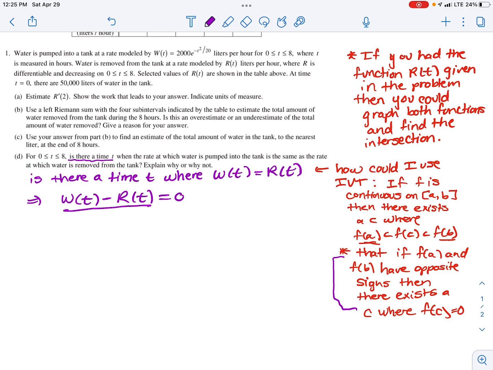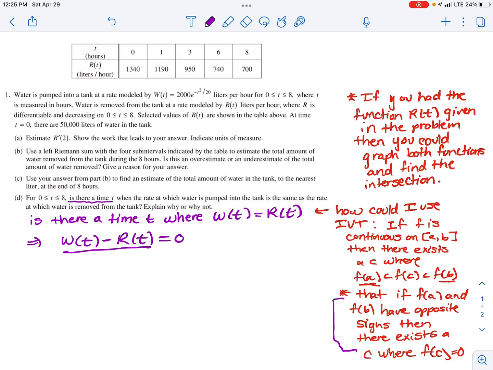But I do also need to show that w and r are continuous, which means that when I subtract them, they're continuous, right? So let's look back and see if these functions are even continuous. W is definitely a continuous function by looking at it. I'm not breaking any math laws here, because even in the exponent, we're dividing by 20, so that's never going to be undefined at any values of t. So that's a continuous function. And r of t, it says it's differentiable, so I know it's continuous.